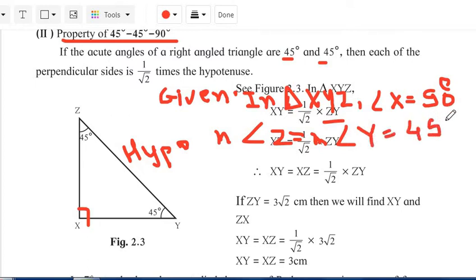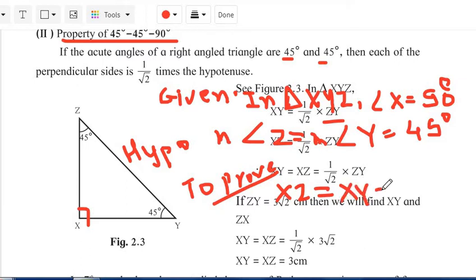That is given. Then what do we have to prove? To prove: XZ is equal to XY is equal to 1 by root 2 times the hypotenuse. Hypotenuse means ZY. That is what we have to prove. Then how to prove this?